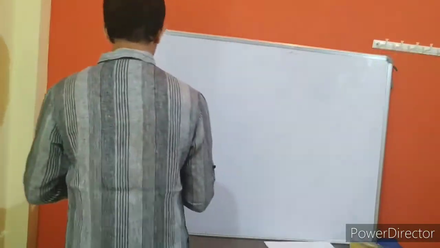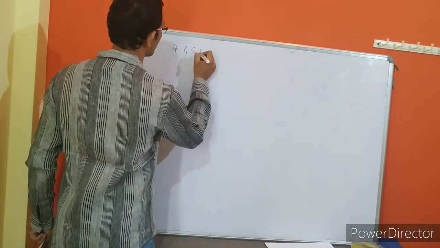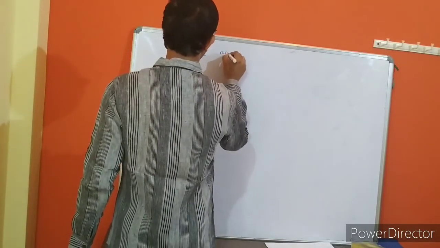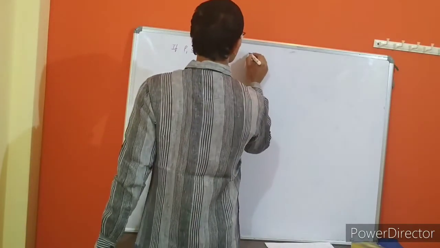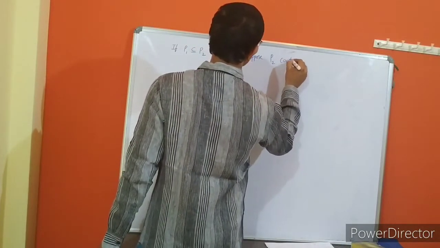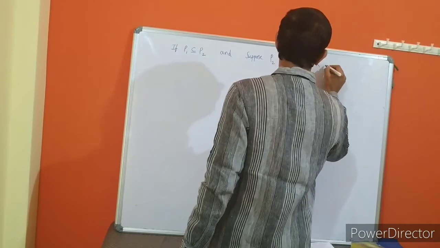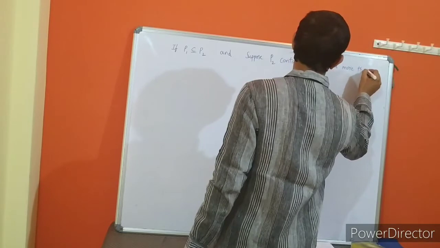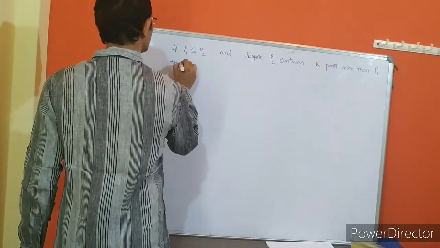Okay, if P1 is a subset of P2, that means what? P2 is a refinement of P1, and refinement means what? P2 contains more points than P1. How many points? And suppose P2 contains, okay, how many more points? K points more than P1. Okay, then what do you know?